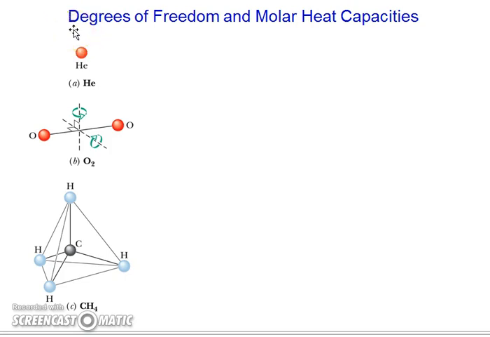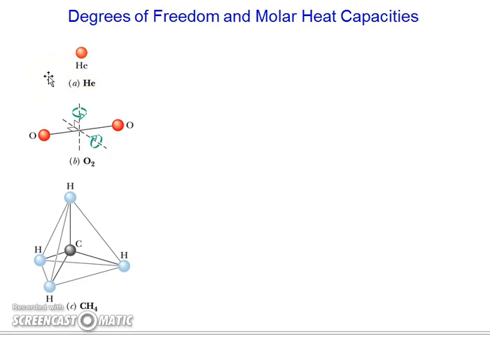ammonia, carbon dioxide. So we need to explain the reasons for this discrepancy by considering the possibility that molecules with more than one atom can store internal energy in forms other than translational kinetic energy.